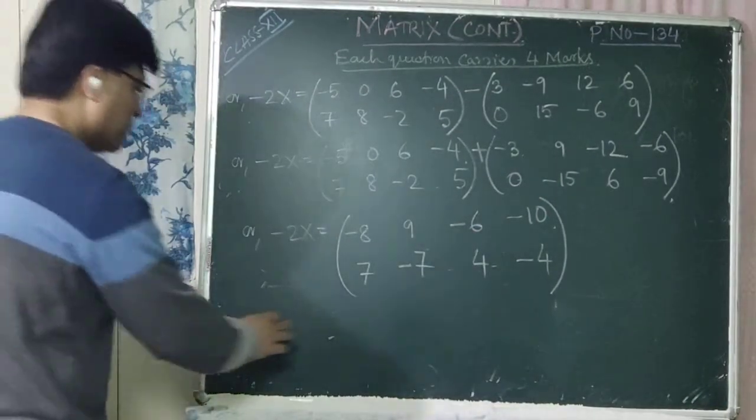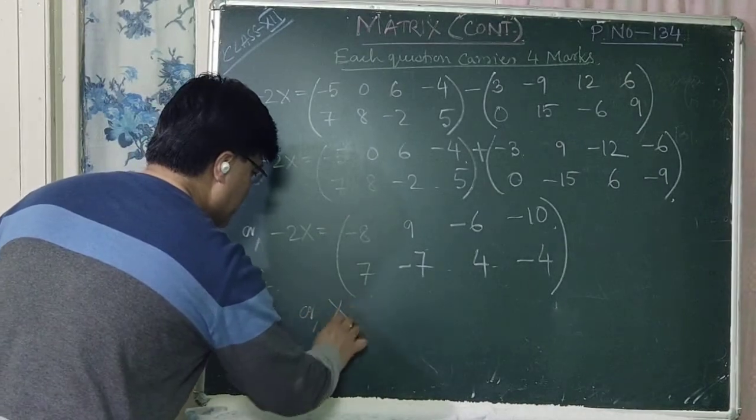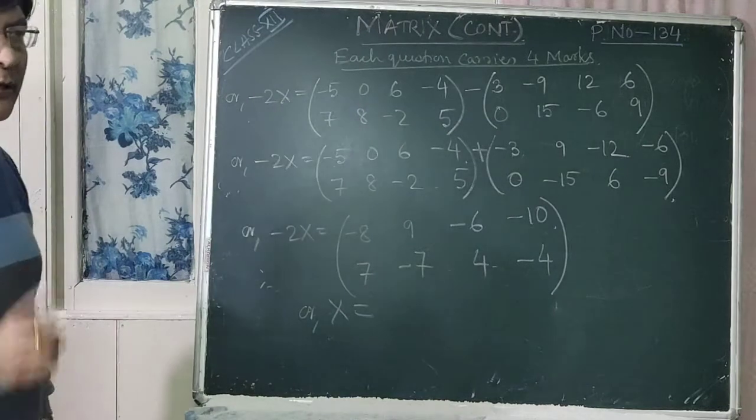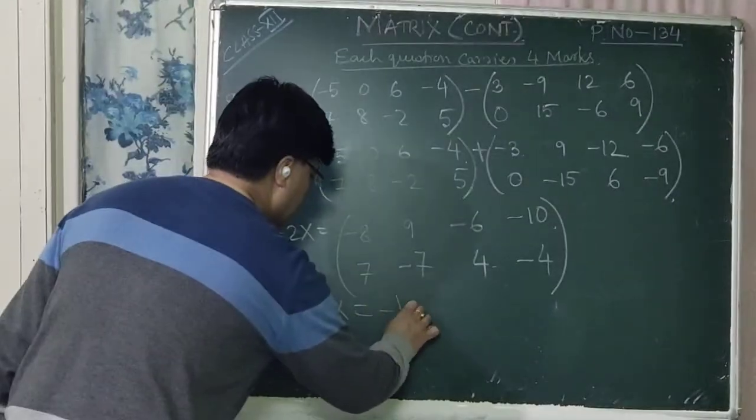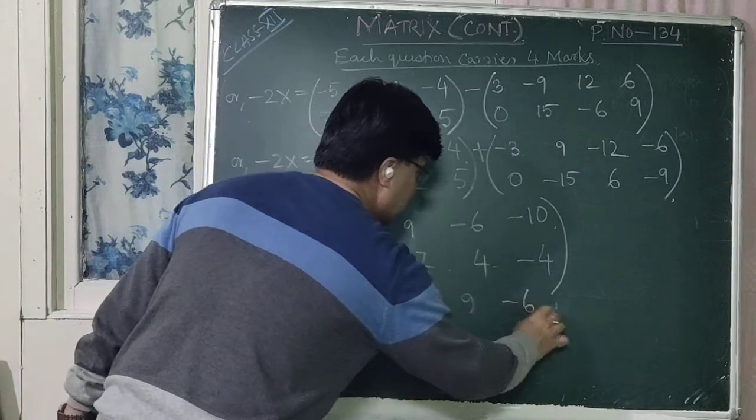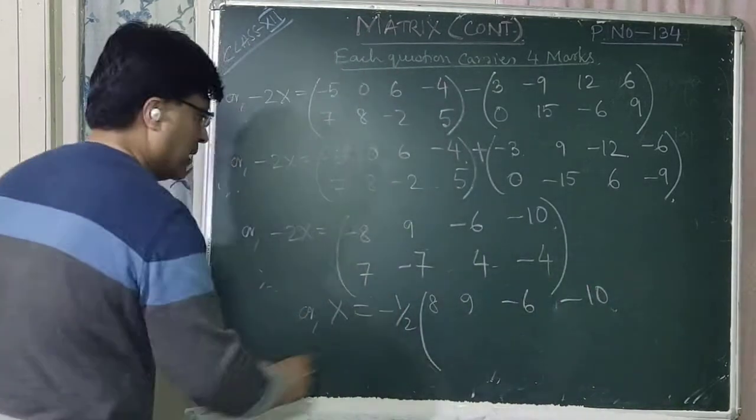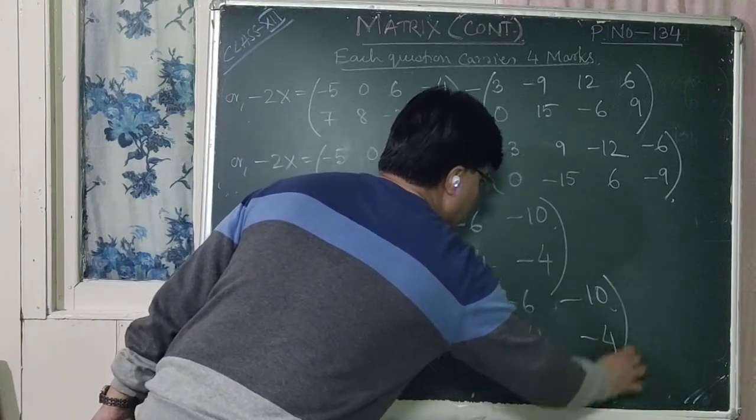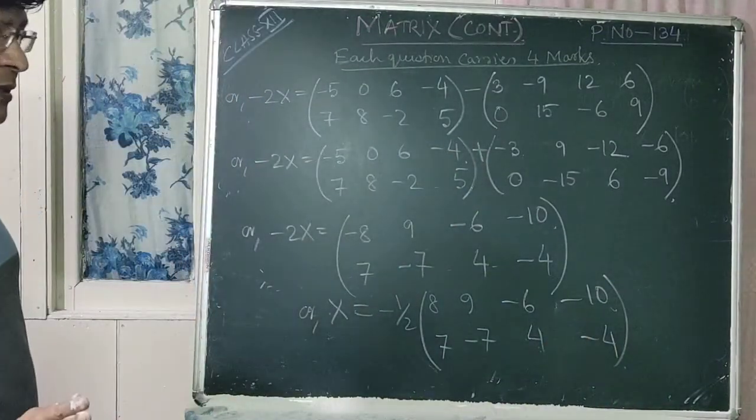Right? So what is the value for x now? What is the matrix x now? It is equal to, when this minus 2 goes to the right hand side, it becomes minus half. So it is minus half. Then write the matrix here: 8, 9, minus 6, minus 10, and then 7, minus 7, 4, minus 4. So I think you have understood it.